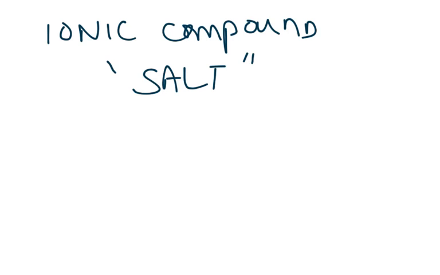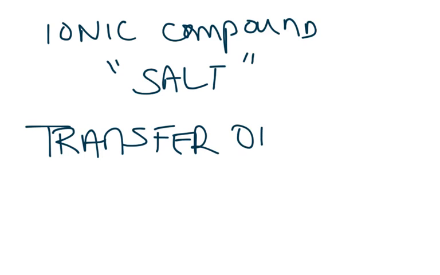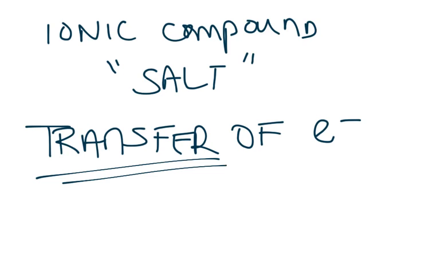Now, I know what you're thinking. Oh, hey, I use that stuff on my French fries. Well, yes, but believe it or not, sodium chloride is not the only salt. Any ionic compound is actually called salt or a salt. And the way it's formed, this is a key thing for you guys to know, is by the transfer of electrons. Electrons are being transferred from one to the other.